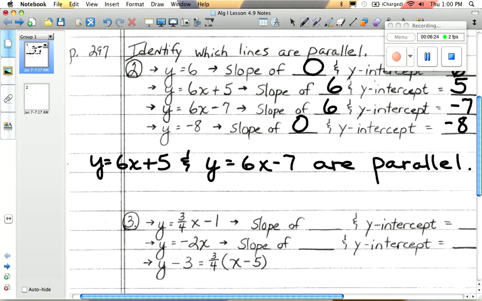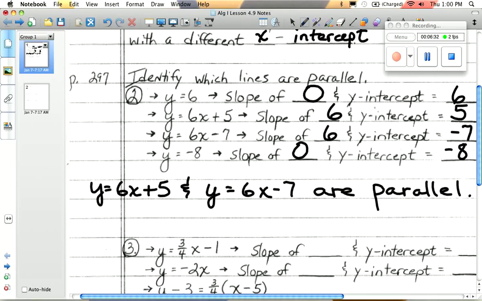And our support for it is up above. We already did all that. We identified the slope and the y-intercept because they were all non-vertical lines. And so that support helps us say, okay, those two are parallel because they have the same slope and different y-intercepts. Do we have any other sets of parallel lines in this group?